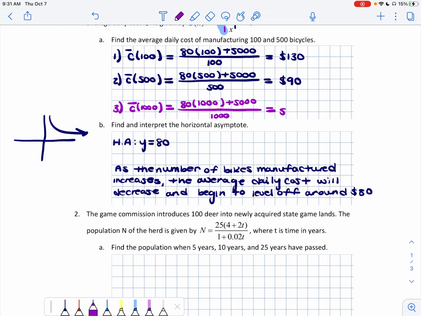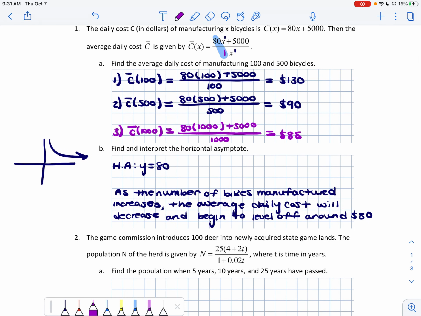Okay, now we have an average cost of $85. So again, we can see that that average cost is decreasing and getting closer to that $80 value. That is our horizontal asymptote, and you would see this trend continue. The bigger this X value gets, the larger the number of bicycles you're manufacturing, the closer that average daily cost is going to get to your $80 asymptote.